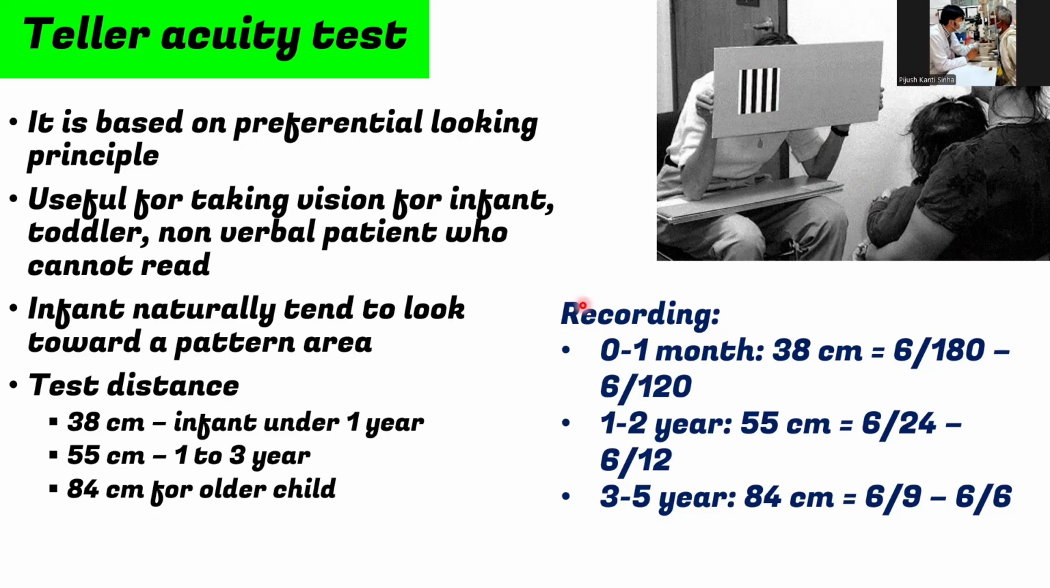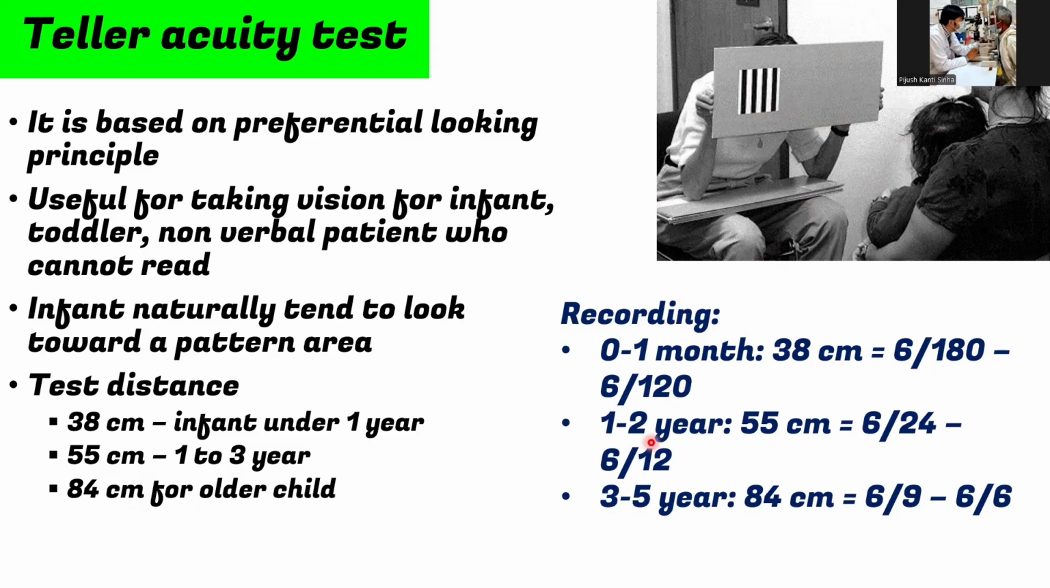So here, for recording, you will see the test distance from the child or infant: 38 centimeters for an infant under 1 year, 55 centimeters if the child's age is 1 to 3 years, and 84 centimeters for older children. So recording will be like this: for a 0 to 1 month child, you did the preferential looking and the child is looking at the strips, then at 38 centimeters you will write 6 by 180 or 6 by 120. That is in the normal range.